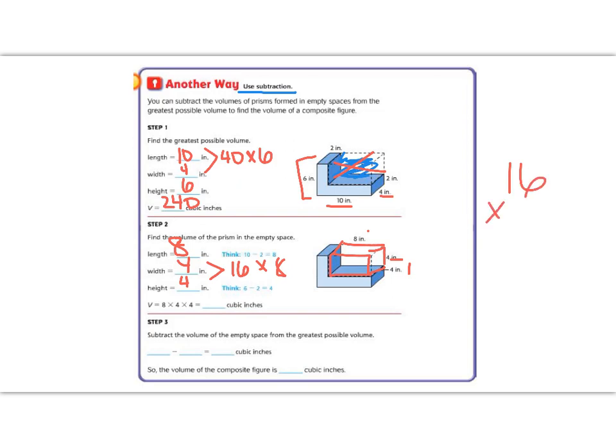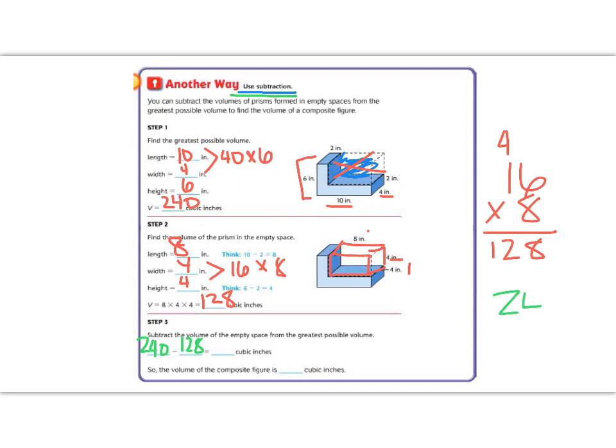16 times 8. 6 times 8 is 48. 8 times 1 is 8, plus 4 is 12. So we get 128. And now our last step, like we said, is to subtract out the difference. So if it was full, it would be 240. And then we take out the part that's not there, which is 128. What are we left over with?